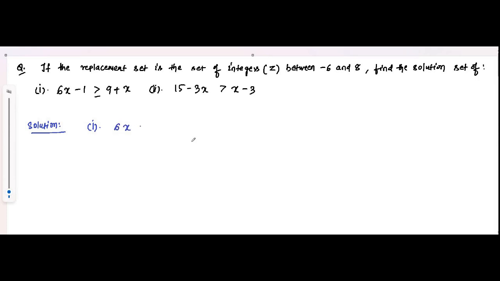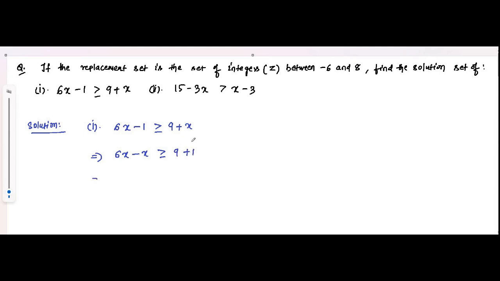6x minus 1 greater than or equal to 9 plus x. So here what we'll do, we'll take this plus x to the LHS side, it will become minus. We'll take this minus 1 to the RHS side, it will become plus. This will not affect the sign of inequality, it will stay the same. So 6x minus x greater than or equal to 9 plus 1.